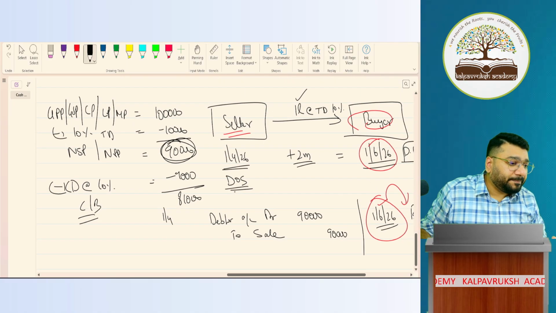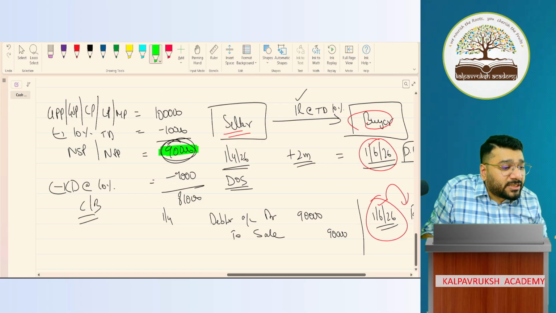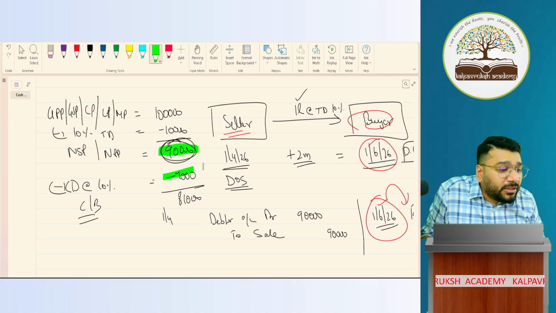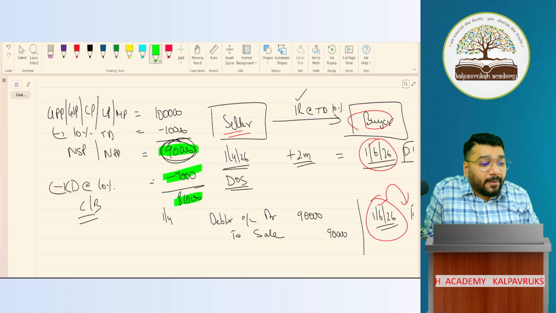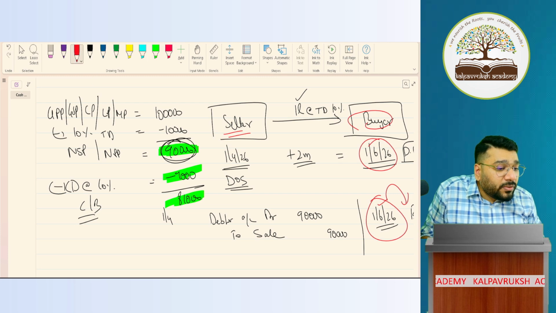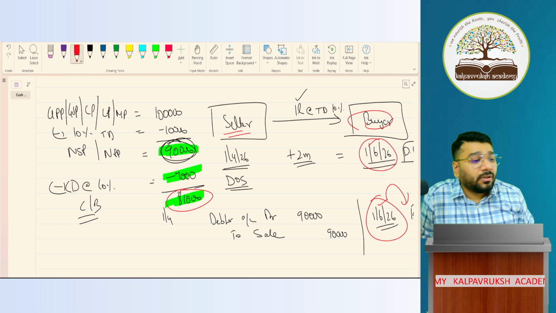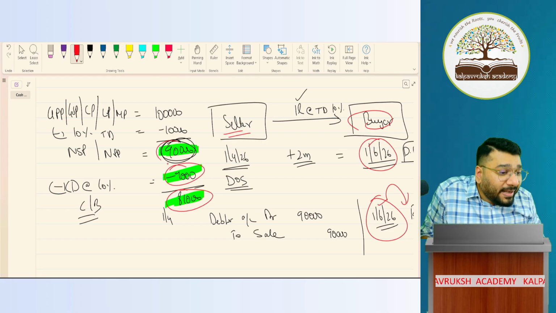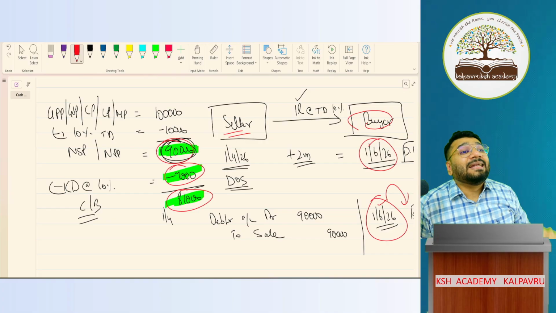Now listen to me very carefully. This much money you are expecting to receive from debtor. So debtor account balance is 90,000. In that 9,000 you will not receive. So how much will you receive? 81,000. So 81,000 should be collected in your bank account. 9,000 rupees which you're not going to collect, that is your discount allowed. And 90,000 rupees should be the closure of the debtor account.